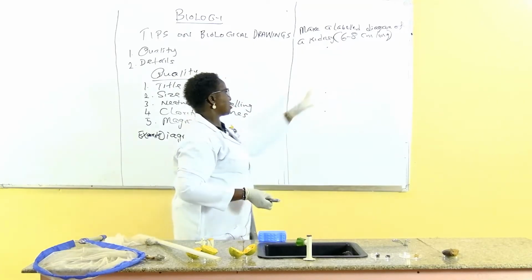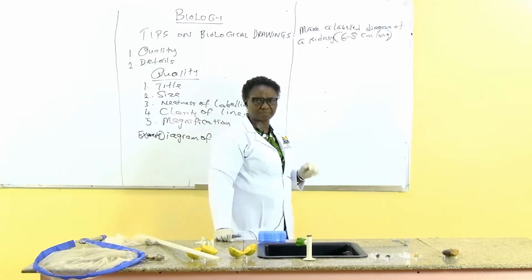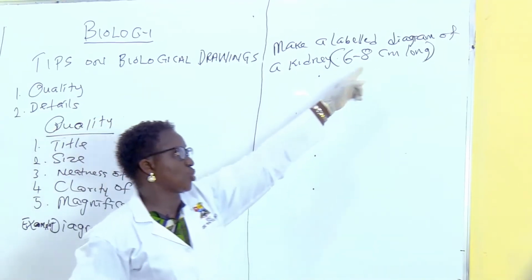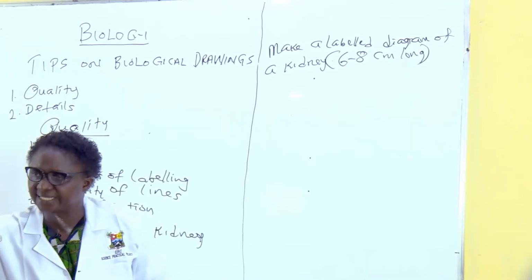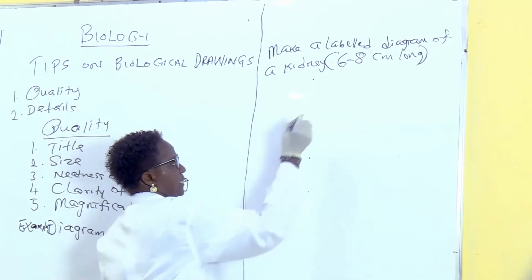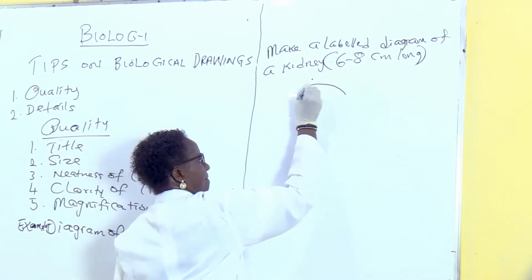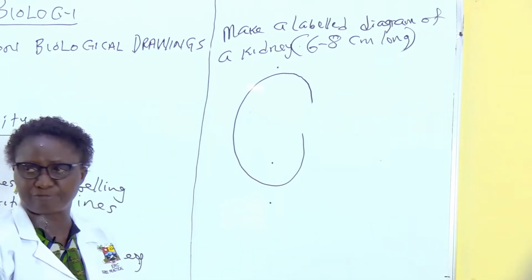Now I've gotten the outline. What is it saying? I'm just putting point. What is it saying? I'm drawing 6 to 8 centimeter long. And I want to draw a kidney. My diagram should come this way. I've gotten the outline of my drawing.